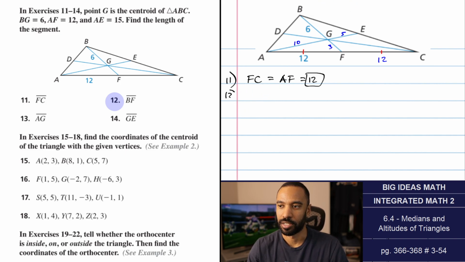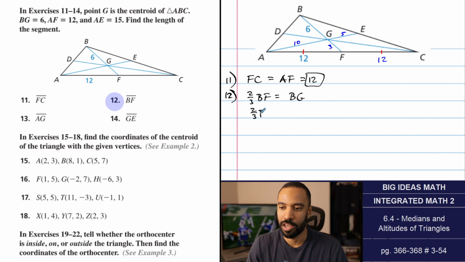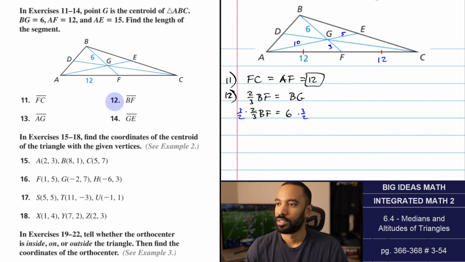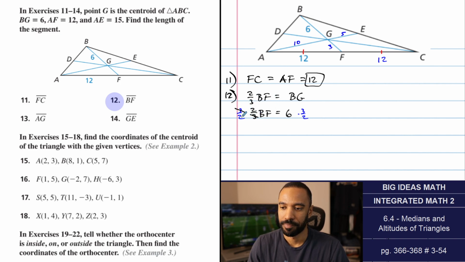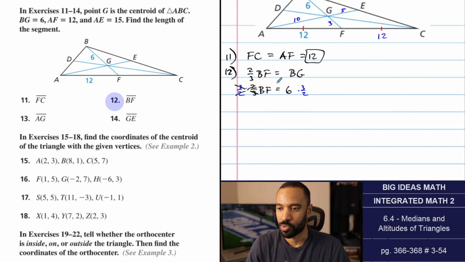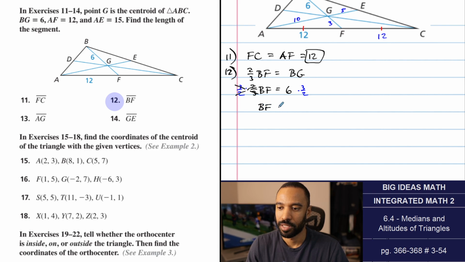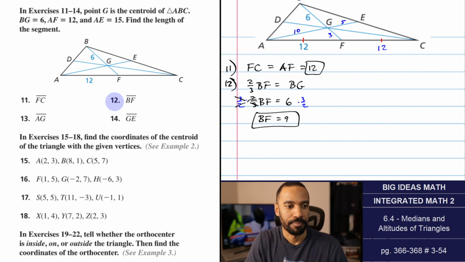Let me do that again. 2/3 of BF is BG. So 2/3 of BF is 6. If you multiply both sides by 3 halves, you also get that same 9. 6 divided by 2 is 3. 3 times 3 is 9. BF equals 9.